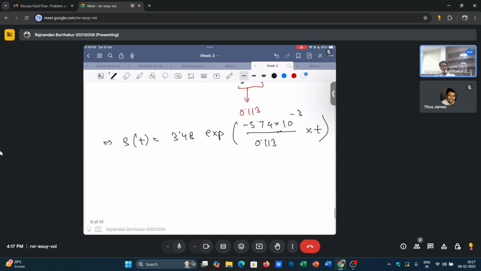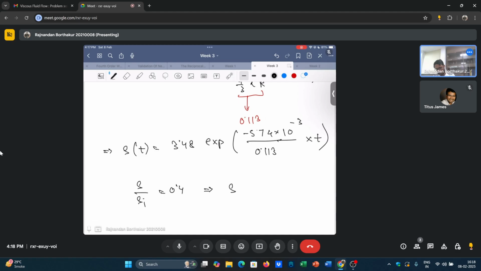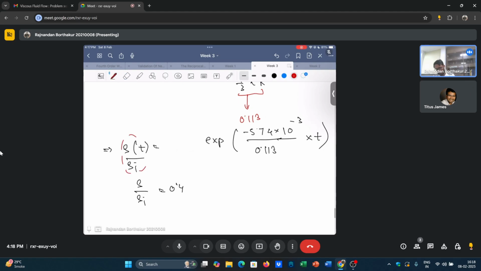So that's all. That is just what your question is asking. What they're asking you is rho by rho I equal to 0.4, and rho I is just 3.48. So what you can do is bring this term here, then it just becomes rho by rho I. Then you just substitute this term as 0.4 to be precise. That is what your question is asking. I hope you understand what I'm doing.